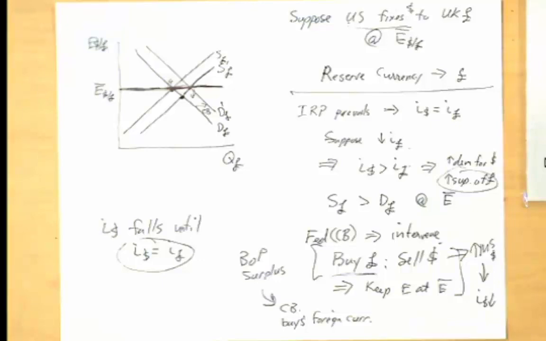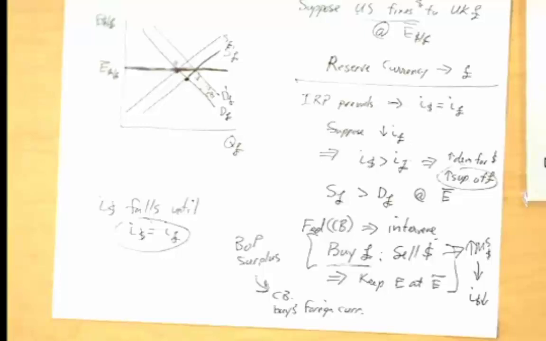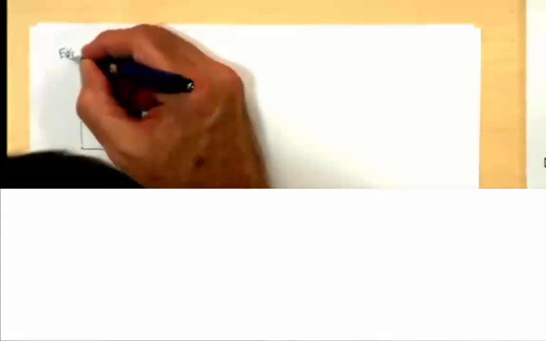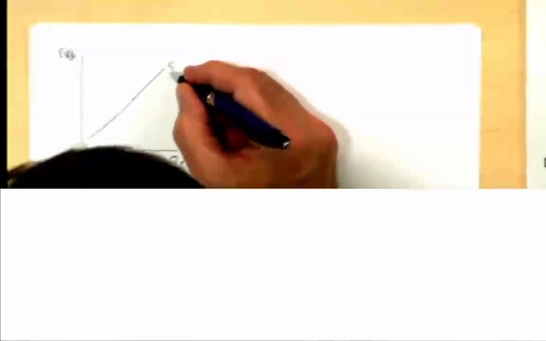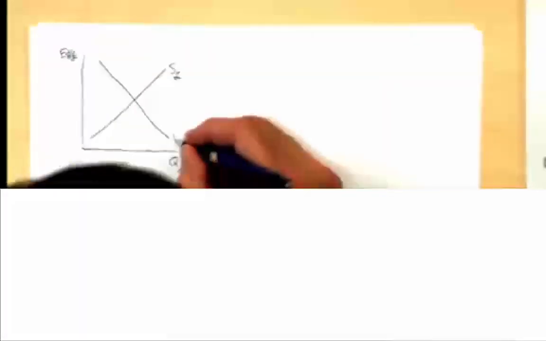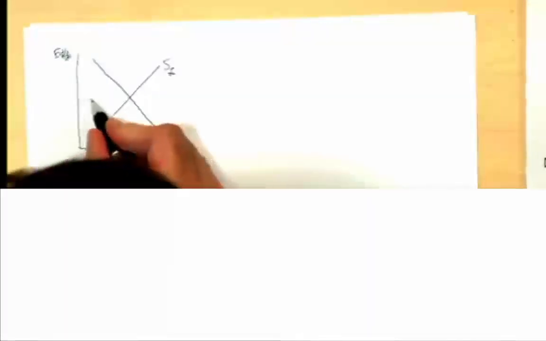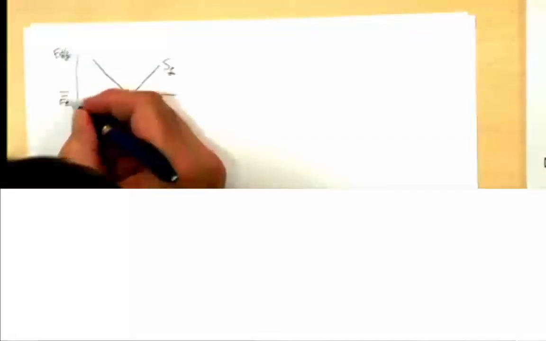Okay, now we're going to do another story. It's really the same story, but just in the opposite direction. So let's start with the same scenario of US dollar being fixed to the British pound. Quantity of pounds on this axis, the exchange rate dollars per pound on this axis. Supply and demand curve for pounds. Supply of pounds upward sloping, demand for pounds downward sloping. Fixed exchange rate at E bar at the intersection of supply and demand for the moment to make our analysis nice and easy.